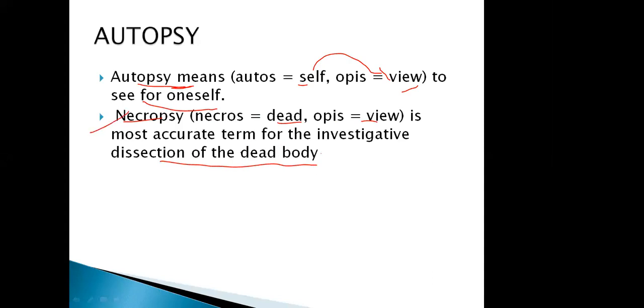What is the most accurate term for investigating or dissecting a dead body? Autopsy, postmortem, or necropsy, or none of them? The correct answer is necropsy, because necros is dead and opsis is view. So it is called necropsy. This is the most accurate term.